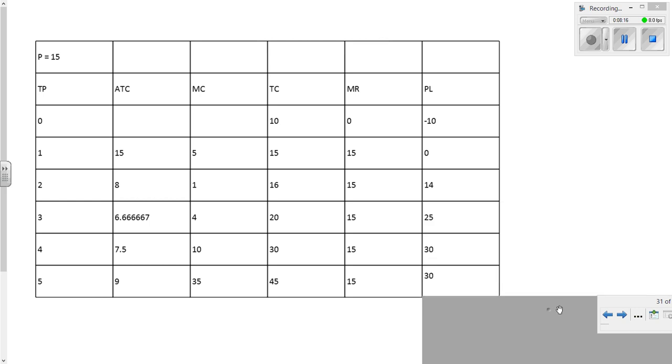And you could see, and continue on, we see eventually 25, 30, and 30. A firm in this situation is going to want to produce either 4 or 5 units of whatever product they're making.